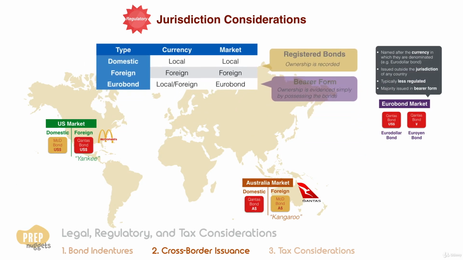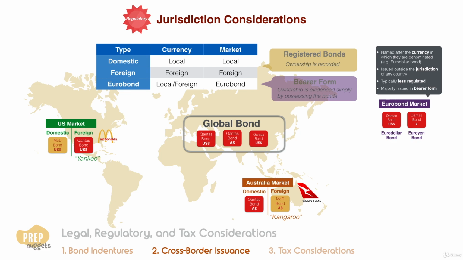Bonds can be issued simultaneously in the Eurobond market and in at least one domestic bond market. So if Qantas issues the same bond simultaneously in its domestic market, in the US market, and in the Eurobond market, it is known as a global bond. This can be the case for a large bond issue where the issuer wants to tap several markets to reach its capital needs. The differences among domestic bonds, foreign bonds, Eurobonds, and global bonds matter to investors. This is because these bonds are subject to different legal, regulatory, and tax requirements.